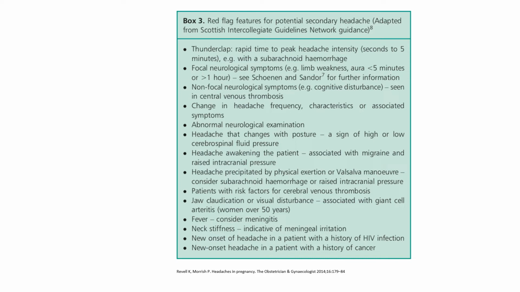So red flag features for potential secondary headaches: thunderclap headaches, so rapid time to peak headache intensity, seconds to 5 minutes, for example with a subarachnoid hemorrhage. So typically patients with subarachnoid hemorrhage would describe to you that the headache has just suddenly come on, and within seconds to minutes, as this says, the intensity increases. Focal neurological symptoms like limb weakness, aura less than 5 minutes or greater than an hour.